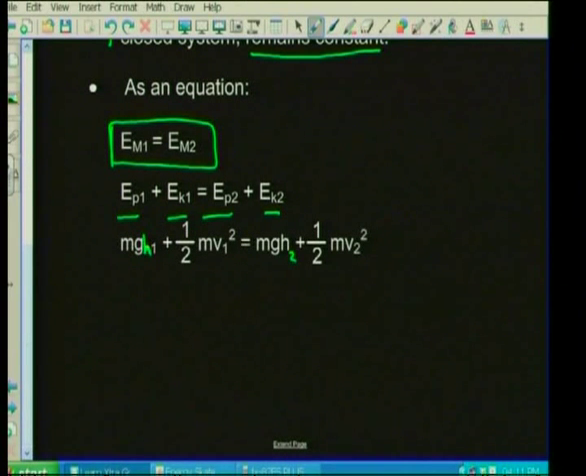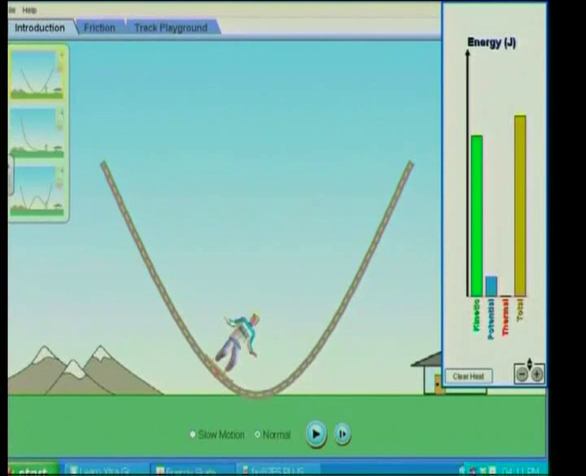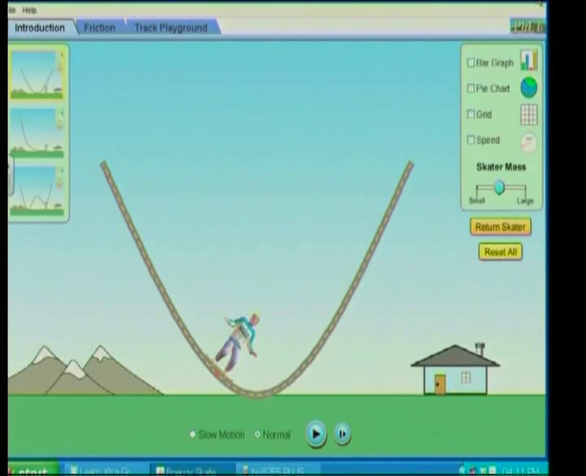Now I'm going to show you an animation which we get from PhET. We're going to reset this. Let's just reset it all. Now what I have here is a skateboarder on a skate park. It's a little exaggerated, but that's okay. And we're going to make an average size.